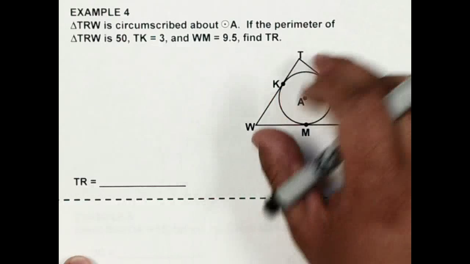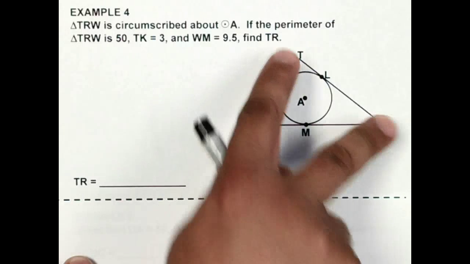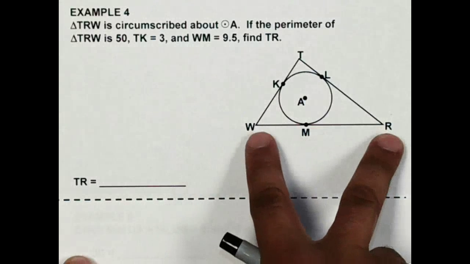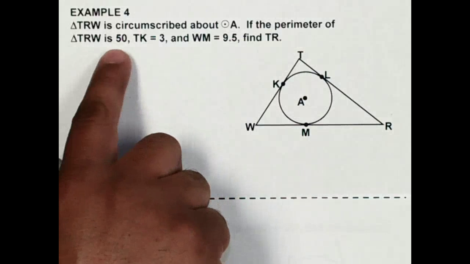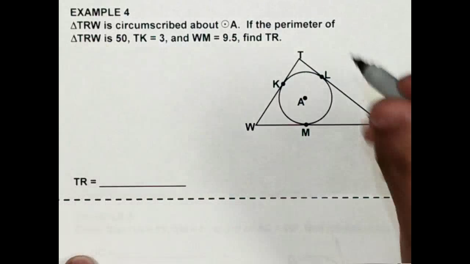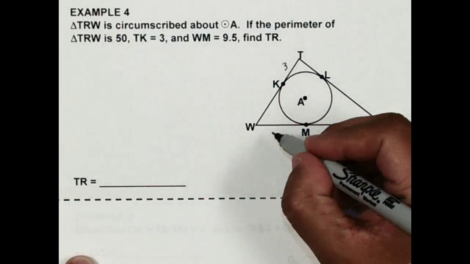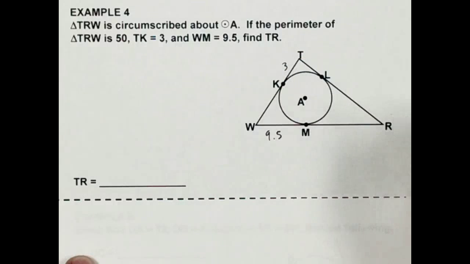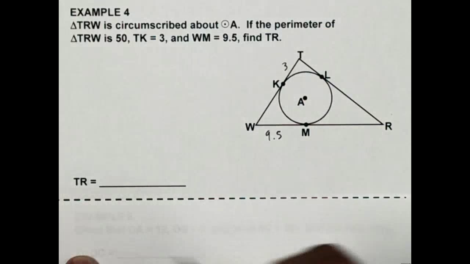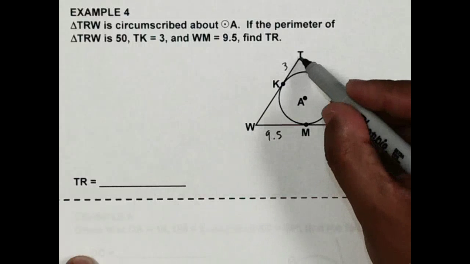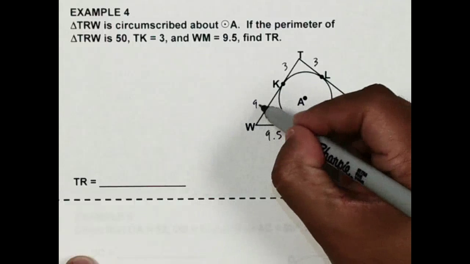K is the point of tangency for TW, L is the point of tangency for TR, and M is the point of tangency for WR. Now we're going to use this. If the perimeter of triangle TWR is 50, I know that TK is 3, and WM is 9.5. I have to find the rest of these. With the theorem we just looked at, if this is 3, this has to be 3. This is 9.5, this is 9.5.